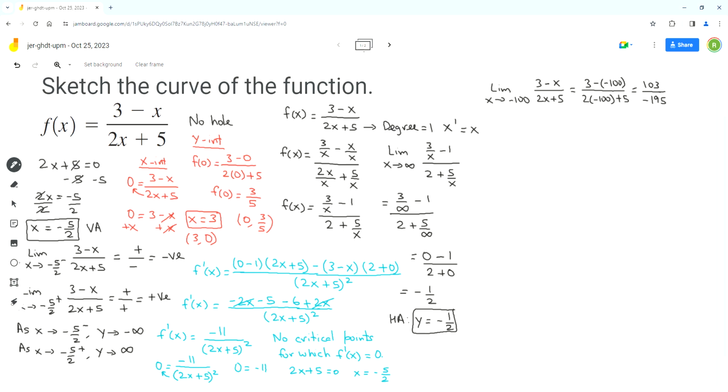Now if we evaluate this fraction, we get a value that's less than negative 1 over 2 or negative 0.5. So in this case we can conclude that the curve approaches the horizontal asymptote from below.